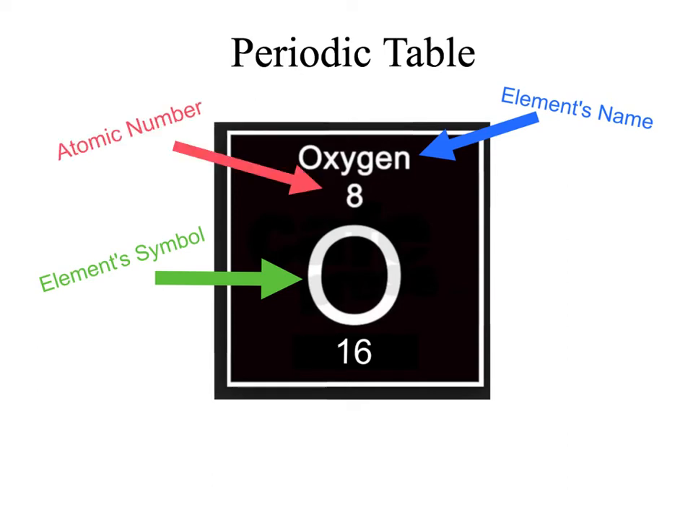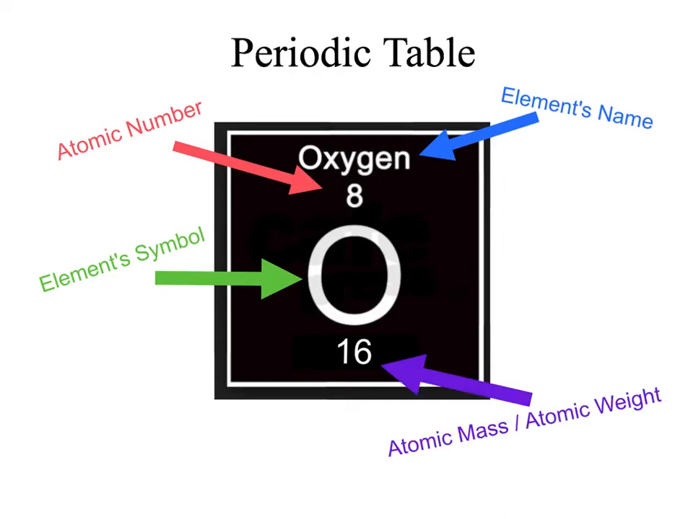The atomic number is the number of protons in the atom. It's also the number of electrons in the atom. The other number on the periodic table is the atomic mass or the atomic weight. On this particular example, it's a whole number. It's not always going to be a whole number. But what this tells you is the number of protons and neutrons combined.